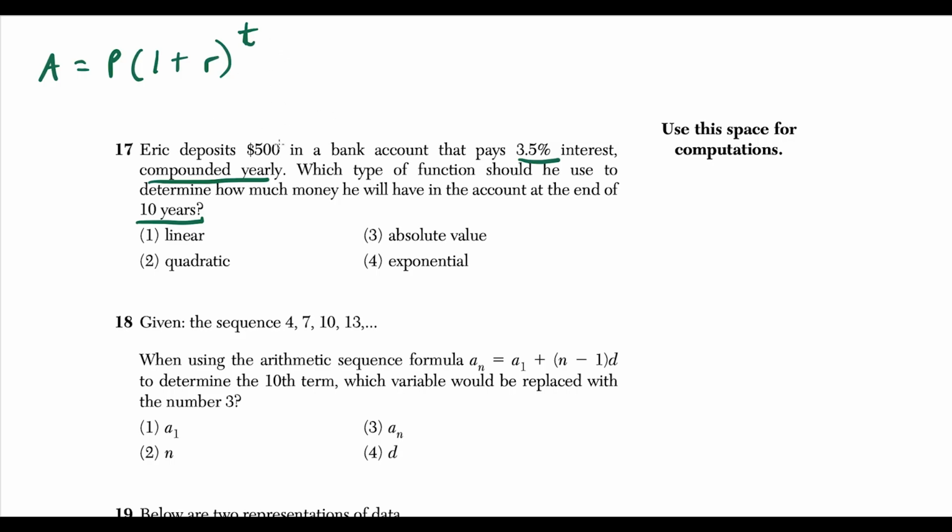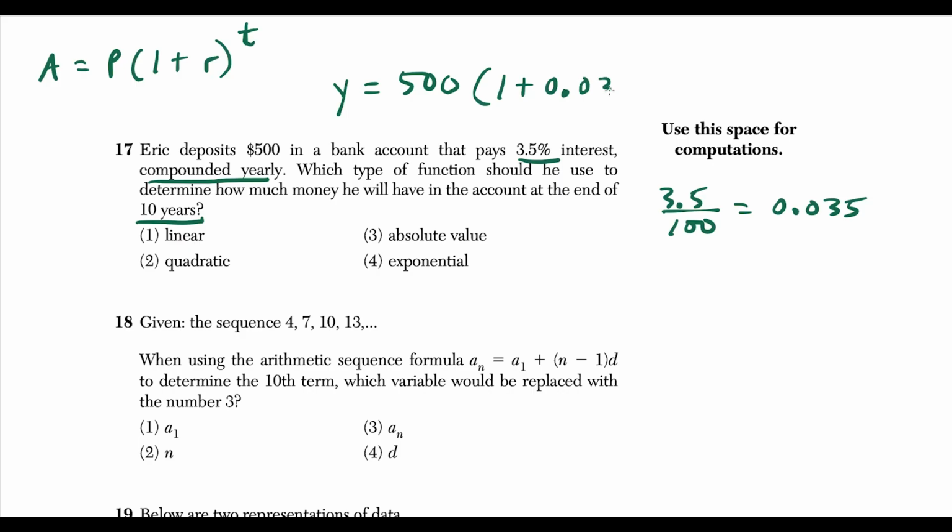Now, if I had to write it out specifically for Eric, then the amount of money that Eric has, y, is equal to 500. 3.5% is the same thing as 3.5 out of 100, which is 0.035. So this would be 500 times 1 plus 0.035 to the t power. Once again, this is an exponential function because the variable is in the exponent. So this would match up with choice 4.